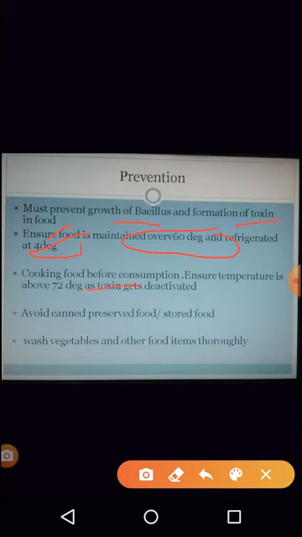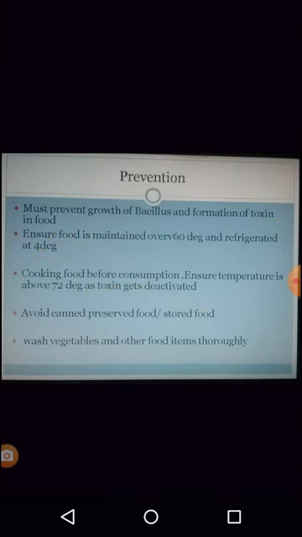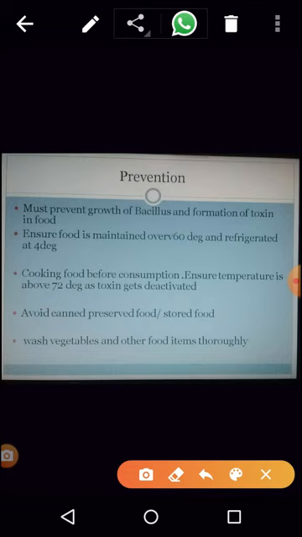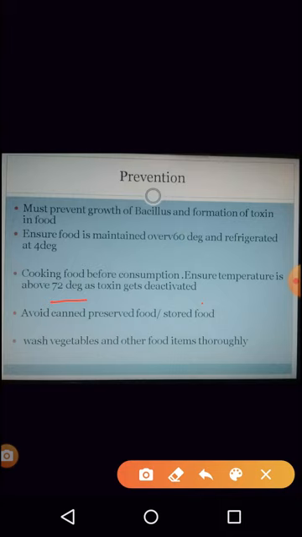You have to cook the food before consumption, that is, avoid eating raw food like salads, green leafy vegetables. Avoid eating them, because the organism from the soil can easily get onto your food surface. Ensure that when you're cooking, the temperature is around 72 degrees centigrade or more. Why? Because the toxin is a protein, and the protein at this temperature will get deactivated.